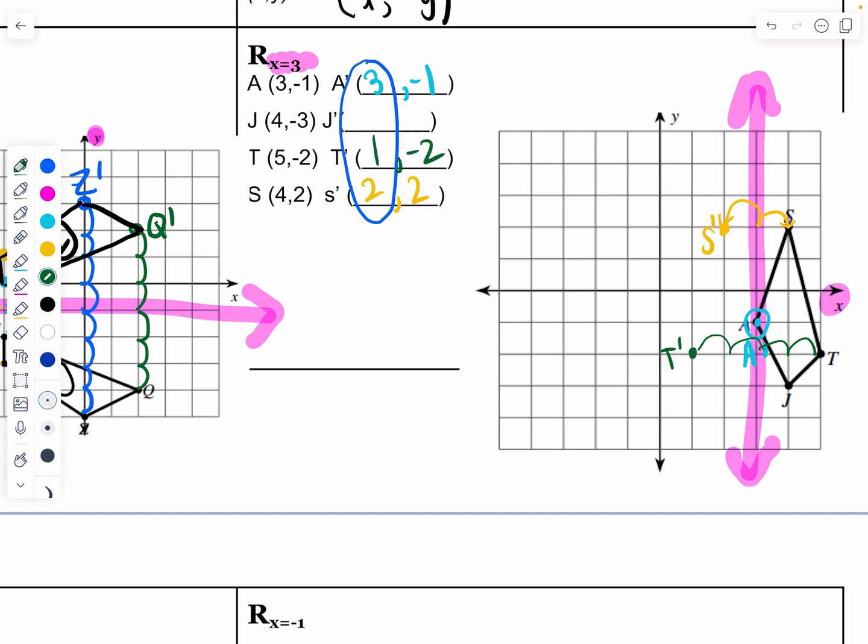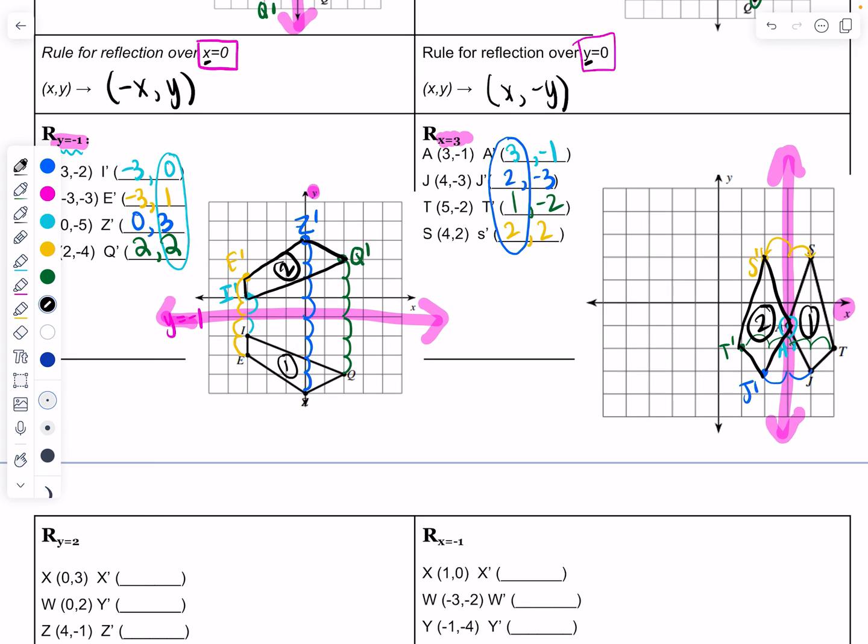And then what about J? Well, J is hanging out 1 on the right of this line, so that same level 1 on the left is going to be J prime. That's the point (2, -3). Connect those dots. Make sure it makes some congruent figures, shapes that are the same size, just flipped over. So it went from shape 1, my pre-image, to shape 2, my image. It just flipped over this line.